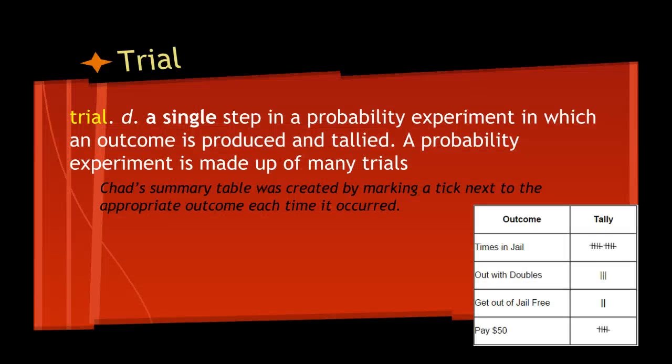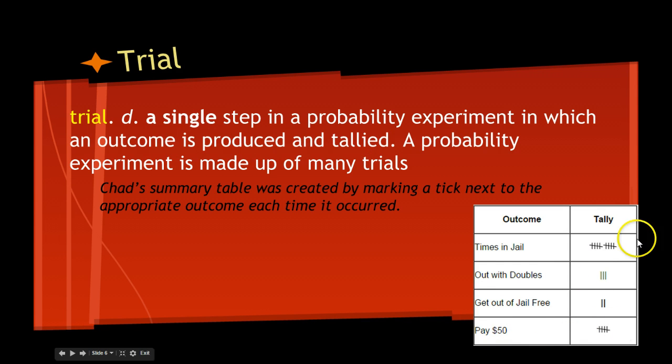And what he would do is he'd run a trial. A trial is a single step in a probability experiment, and what it does is it produces an outcome, and that outcome is then tallied, it's recorded. So here we've got a tally sheet that Chad likely created. He likely created this summary table, and what he would do is mark a tick next to each appropriate outcome whenever it occurred. So whenever he landed in jail, he would mark a tick. Whenever he rolled doubles and got out, he would mark a tick. Whenever he drew a get out of jail free card, he'd mark a tick. And finally, whenever he paid $50, he would mark a tick.